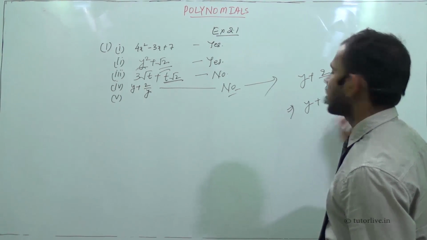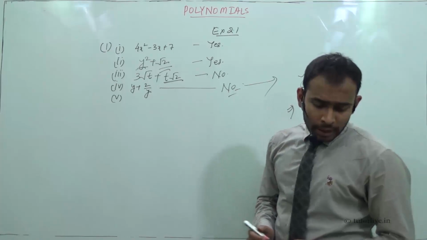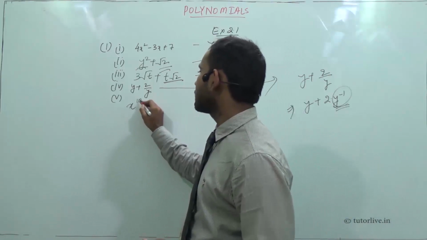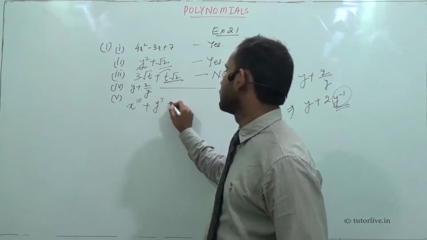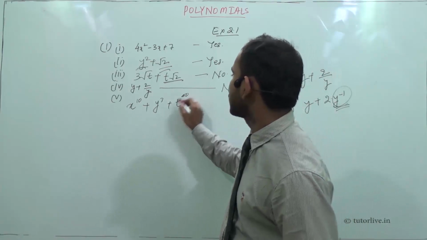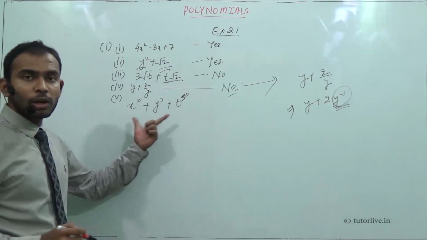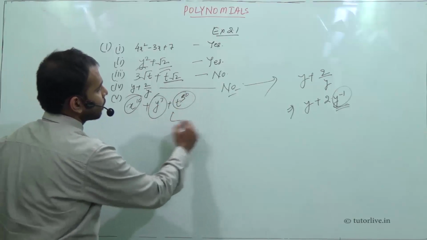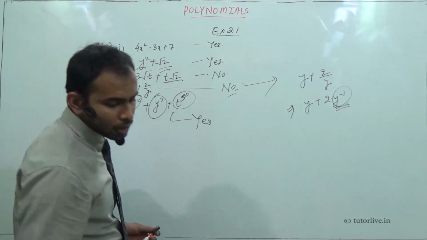Here it has a negative integer, so it is not a polynomial. Coming to the fifth part, x to the power 10 plus y to the power cube plus t to the power 50, or 60. Here it is a polynomial of 3 variables which have a whole number power. Therefore, yes, it is a polynomial. Simple. Moving on to the second question.